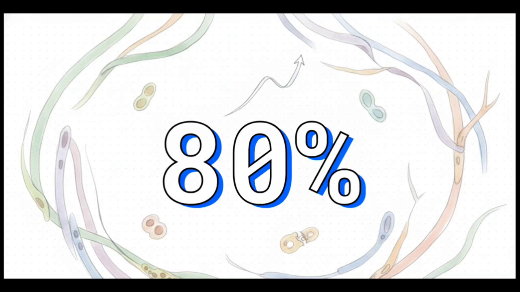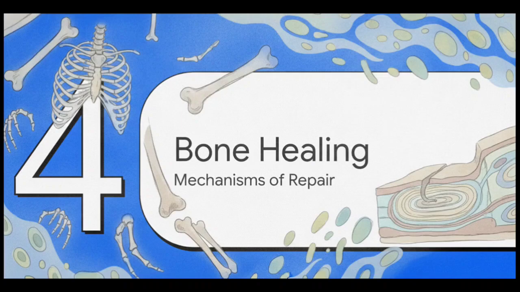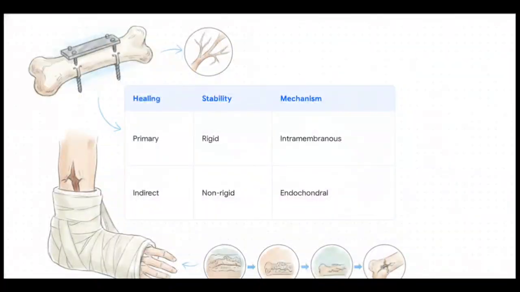Sadly, it never fully regains its pristine mechanical properties. Okay, let's move to Section 4, Mechanisms of Bone Healing. Now we're going to apply these core principles to specialized systemic tissues, starting with the skeletal system. Bone healing is pretty unique because it's completely dictated by mechanical stability.